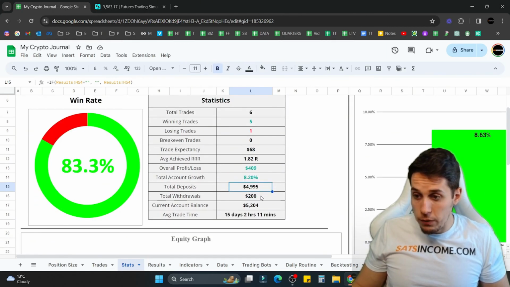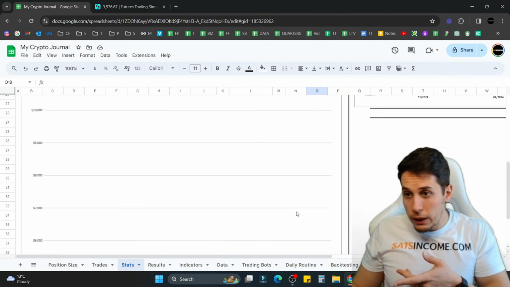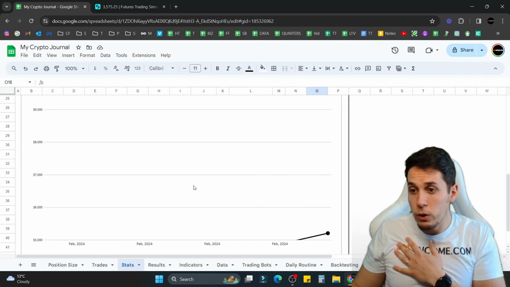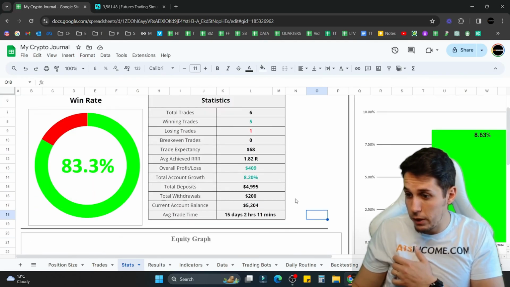Total deposits almost $5,000. Total withdrawal $200. Average trade time 15 days and 2 hours. Below you can see your equity graph. So over time, you will be able to see what's going on here, right? How your equity moves, right? Which months it goes up, which months it goes down, all these type of things you can see.